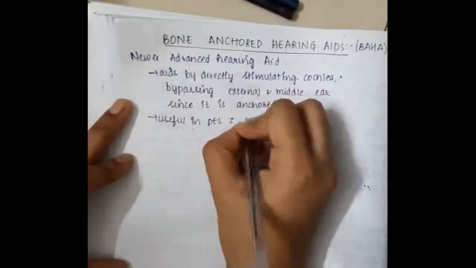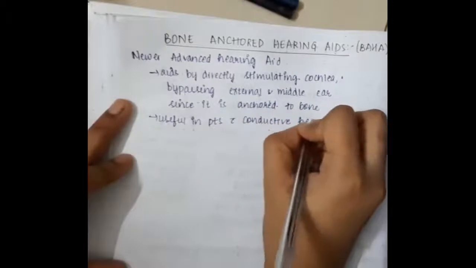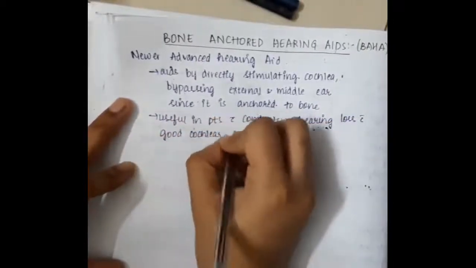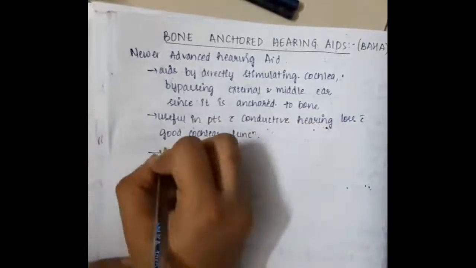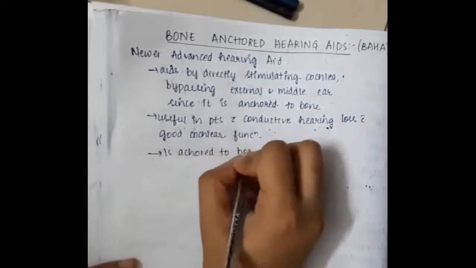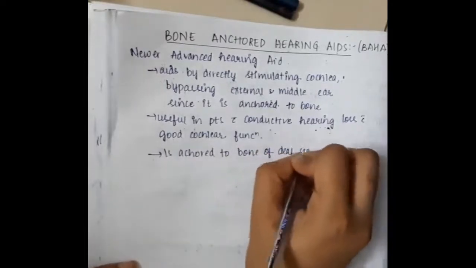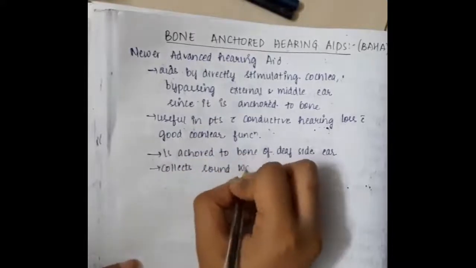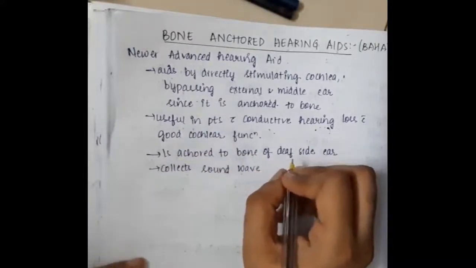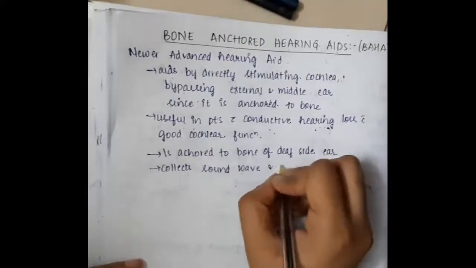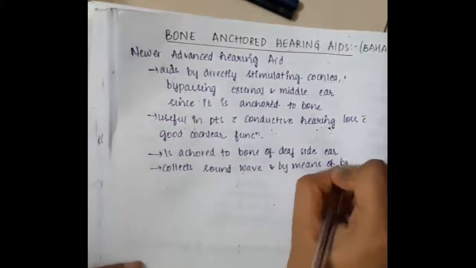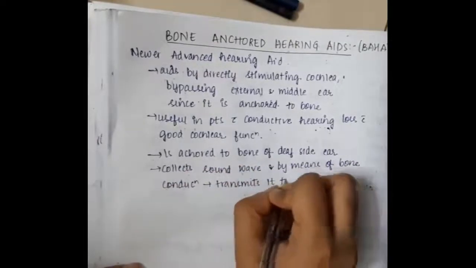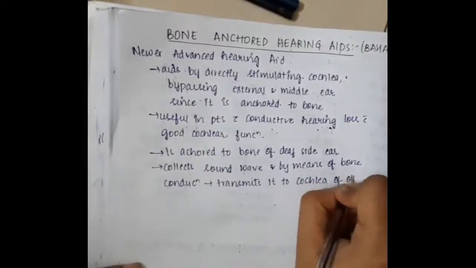It is useful in patients with conductive hearing loss with good cochlear function. Here the main important thing is the patient should have a good cochlea. It is anchored to the bone of the deaf side ear. It collects sound waves and by means of bone conduction it transmits them to the cochlea of the other side.